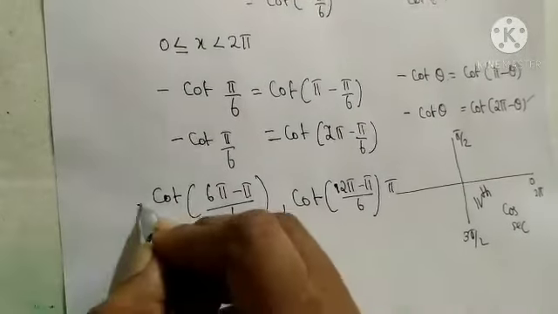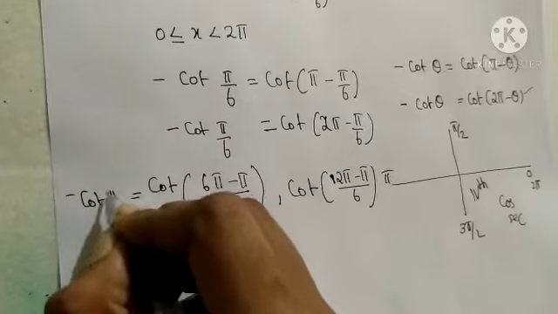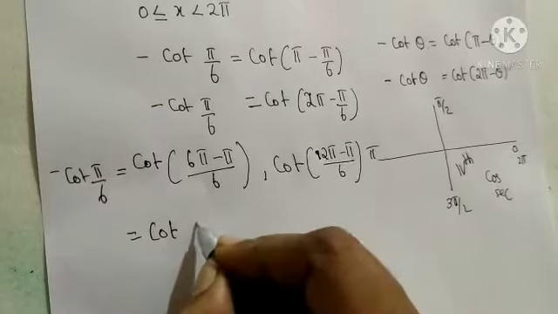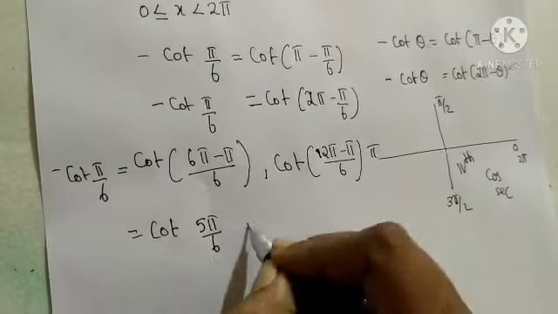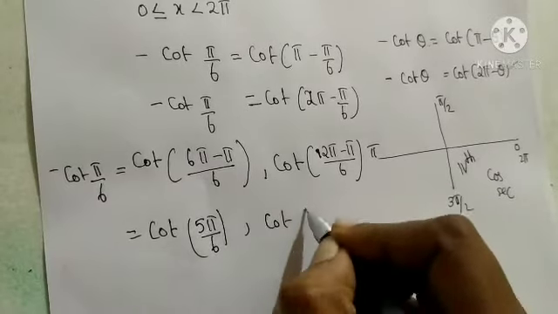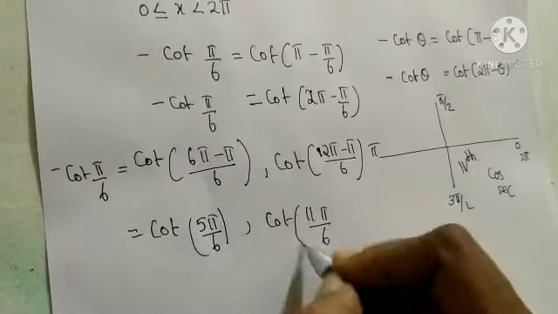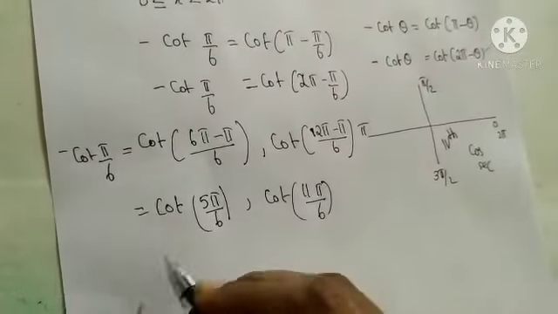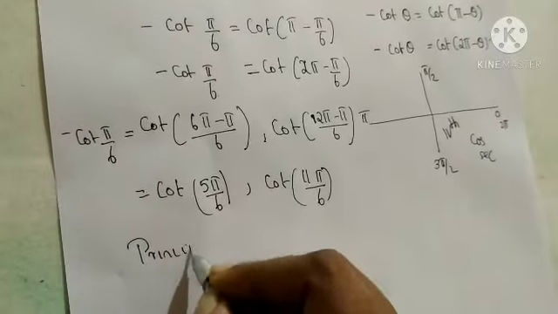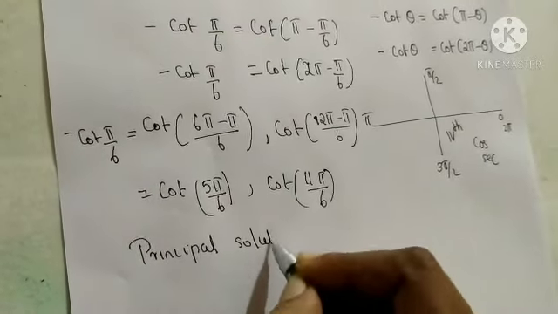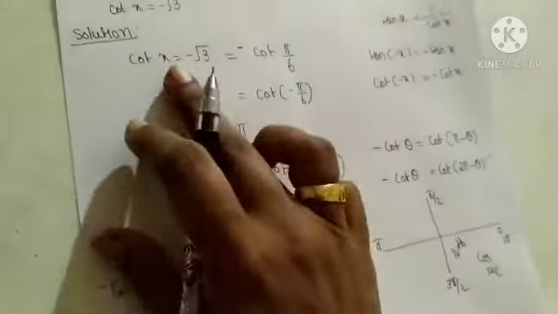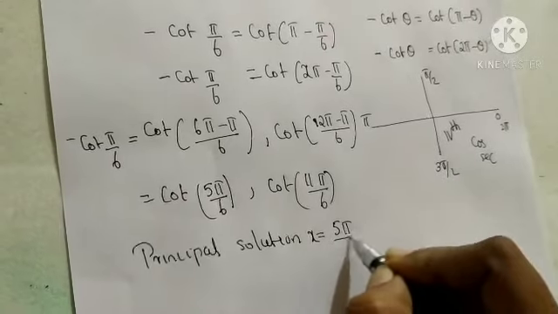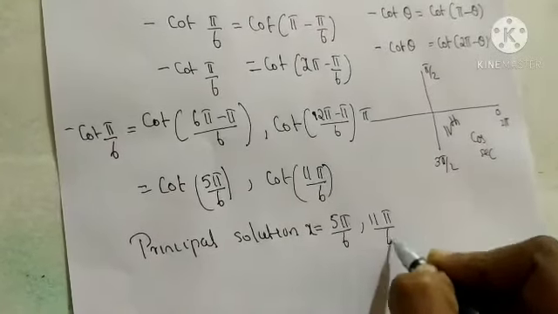Okay, and both are equivalent to minus cot pi by 6, or it can be written as cot 5 pi by 6 or cot 11 pi by 6. And these two angles lie between 0 and 2 pi. So the principal solution of cot x equal to minus root 3 is 5 pi by 6 and 11 pi by 6.